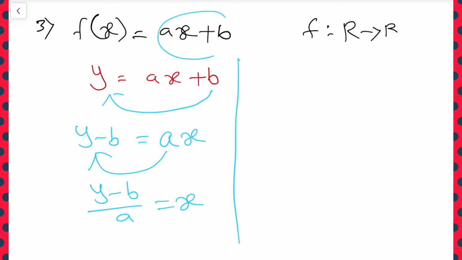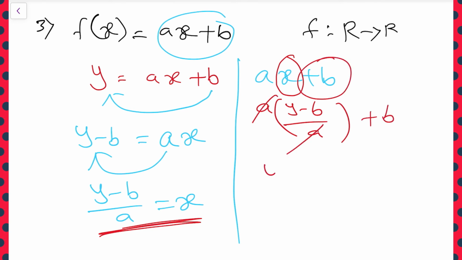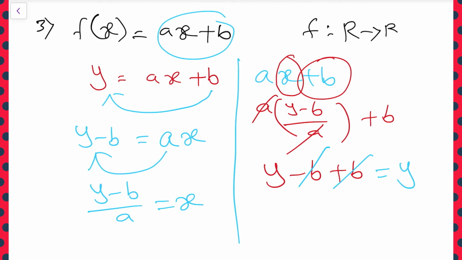Now take the linear polynomial, whatever they gave, that is ax plus b. A as it is, whatever the x value we got here, substitute that x in the place of x here. That is (y minus b) divided by a. Here plus b is there as it is. A will get cancelled, so we remain with y minus b plus b. Minus b plus b also cancel, so we remain with y. At the final, if we get the answer y, then we can conclude that it is onto function. Oh, I'm sorry, it is onto function.